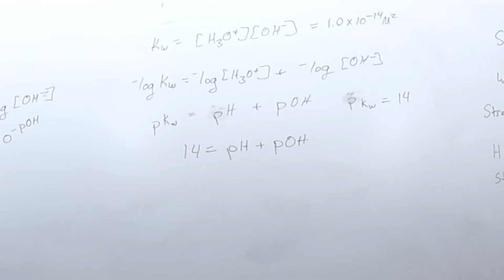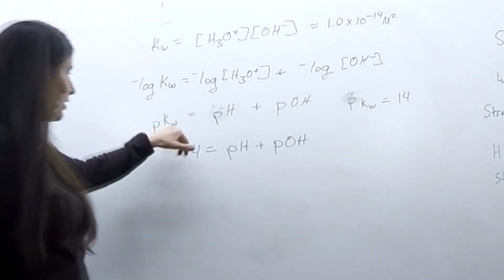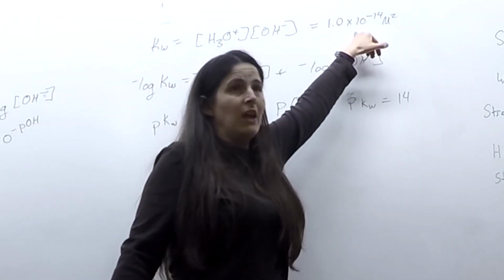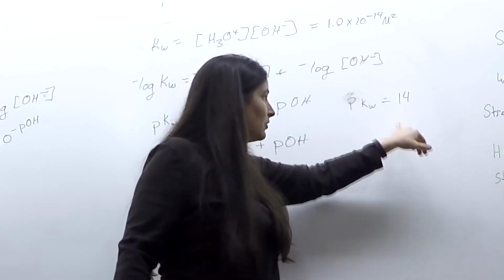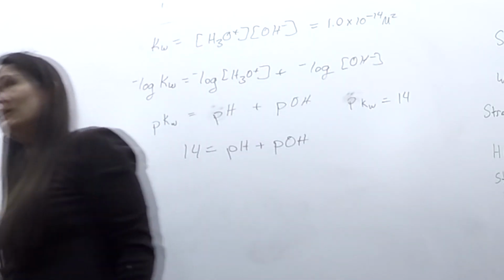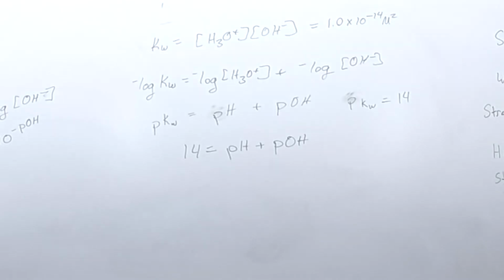Which is nice because our highest pH is 14, so it all comes back to 14. 7 is neutral and 14 is the concentration. It's your ion product constant, 10 to the negative 14. It is also your pKw, 14, so it all comes back to 14 or 7. So those are good numbers for you to remember.